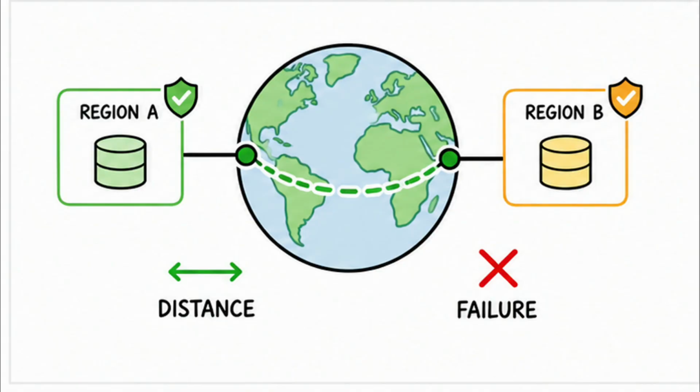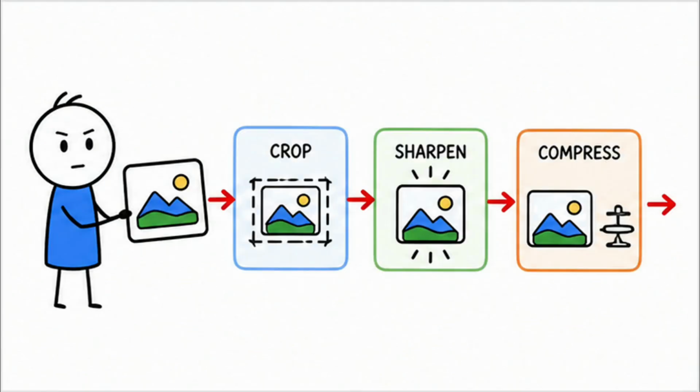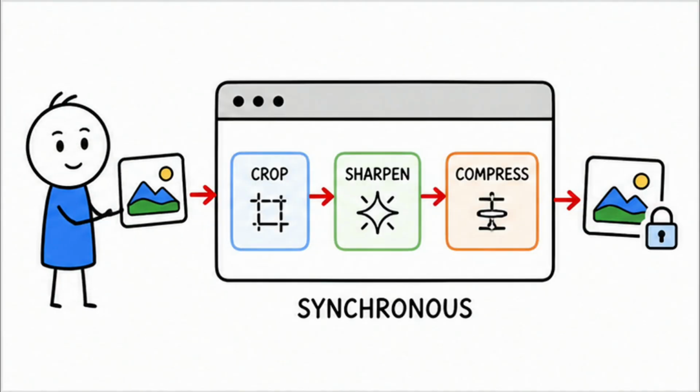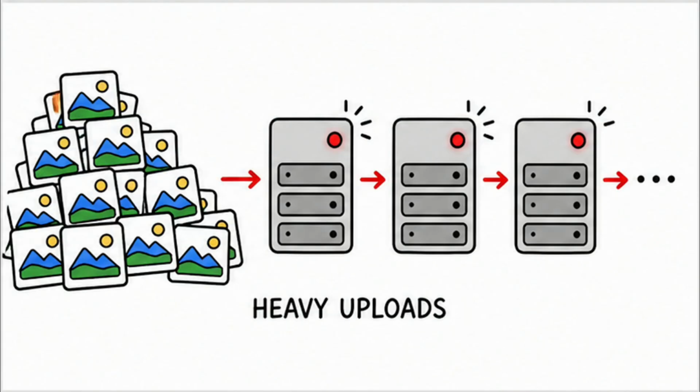Multiple data centers address distance and location-wide failures, but they do not shorten slow work inside an individual request. For example, a photo upload may trigger cropping, sharpening, and compression. If the web server performs all of that processing before responding, the user waits while the server remains occupied. Under heavy uploads, slow image processing can therefore reduce the system's capacity to accept new requests.